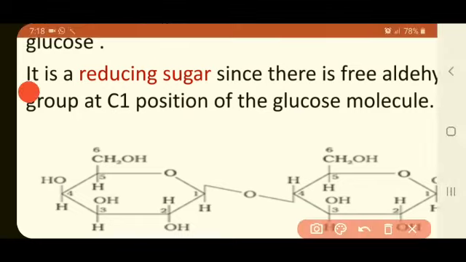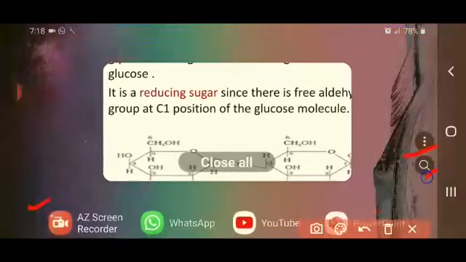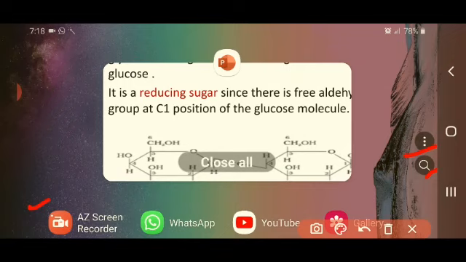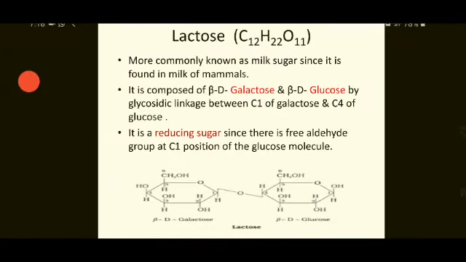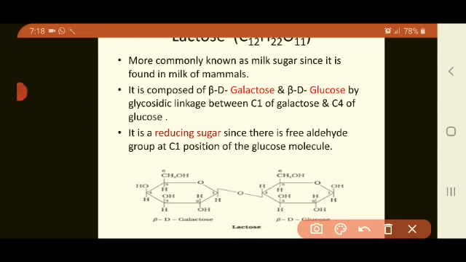Now just see the structure. This is galactose and this one is the glucose molecule. So here the first carbon atom of glucose is free and hence it is a reducing sugar.